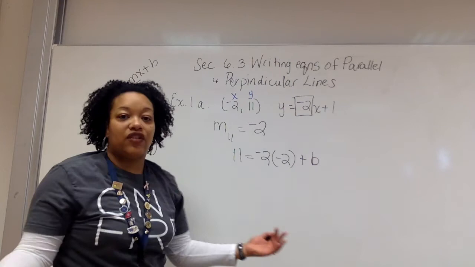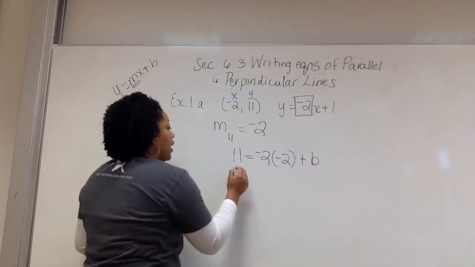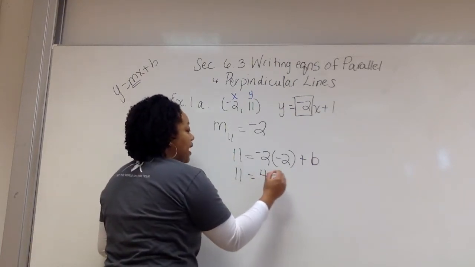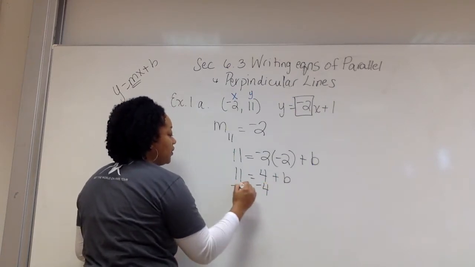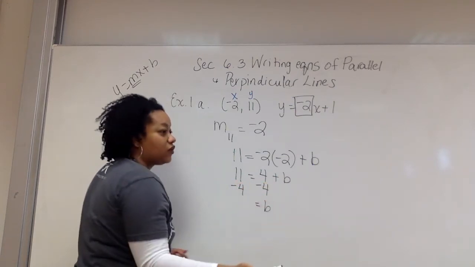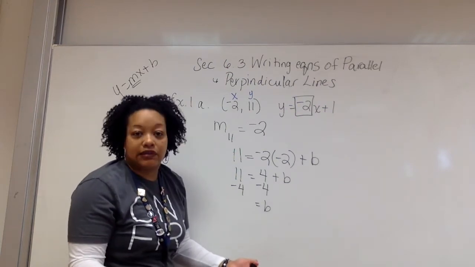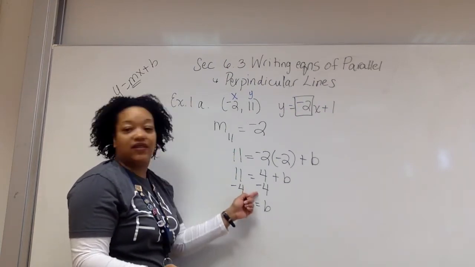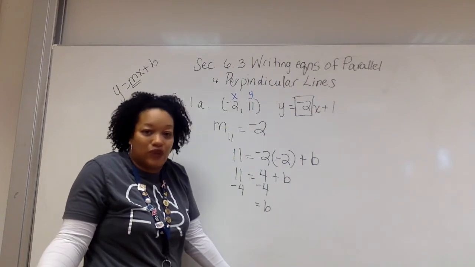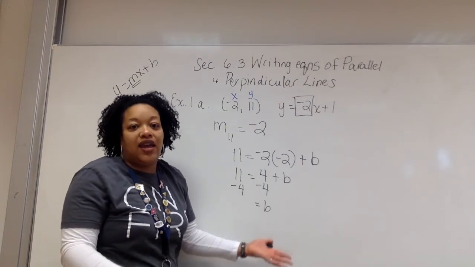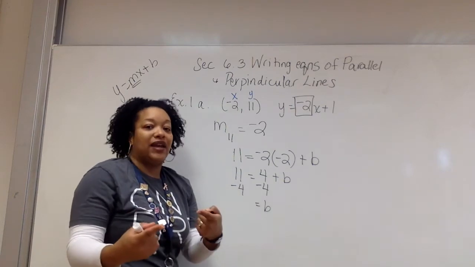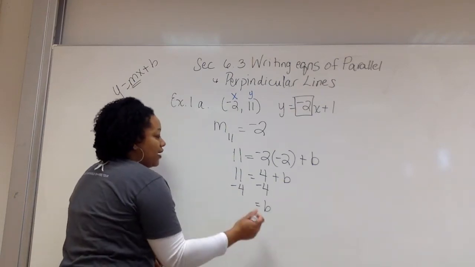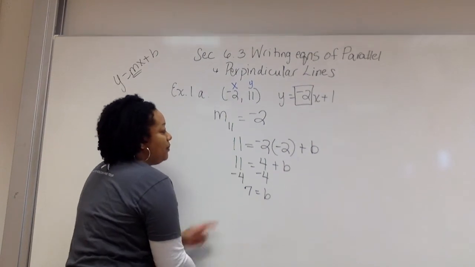Now at this point, you guys should be able to handle this. -2 times -2 is +4 plus b. You're going to subtract. Oh my goodness, some of you guys are still messing this up. We've been in school. We are on unit 6, and some of y'all are still messing this up. I don't know what else I can do for you if you're not going to pay attention and get it right. Because at this point, it's not me, it's you. You're just not paying attention. So 11 minus 4 is 7, so my b is 7.